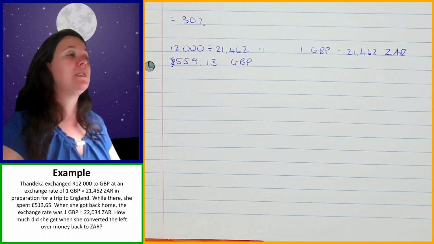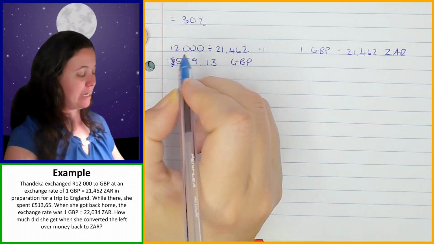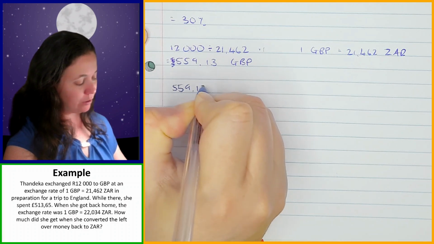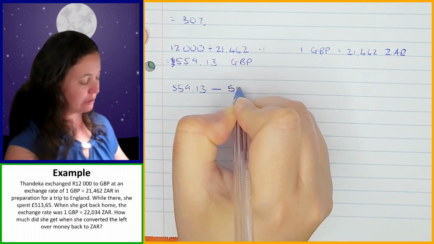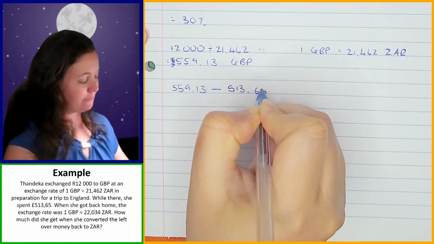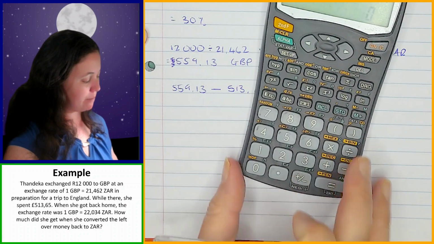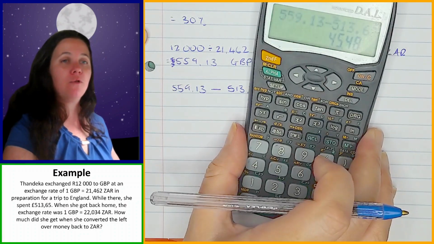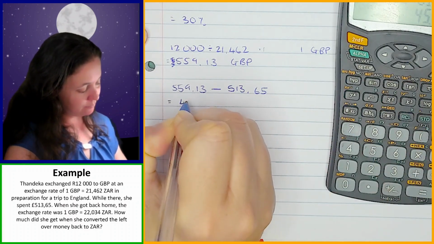It says, while she was in England, she spent 513.65 pounds. Okay, so I'm going to take what she has over here, the 559.13, and subtract the amount that she spent, which is 513.65. So we have 559.13 minus 513.65, which gives us 45.48. So that's how much she has left.